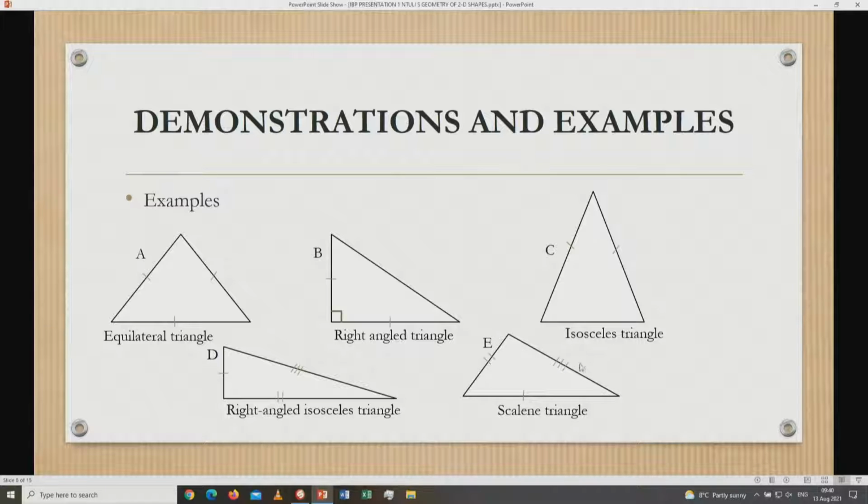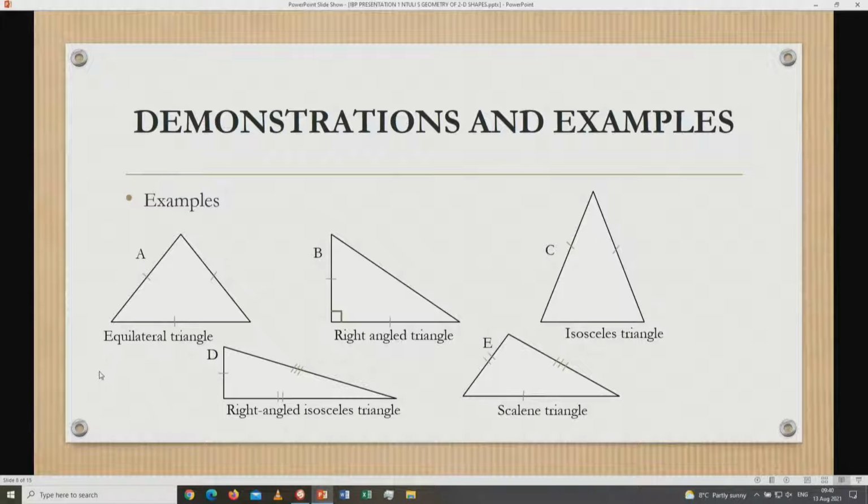Here, there are only 2 markings. Here, there are 3 markings. Here, there is 1 mark, which means these markings are not equal on each side. Now, if these markings are not equal on each side, then we have what we call a scalene triangle.